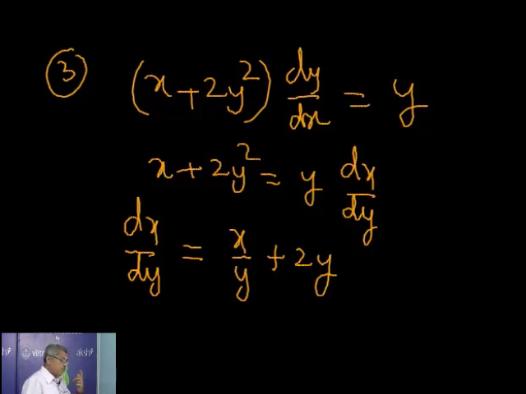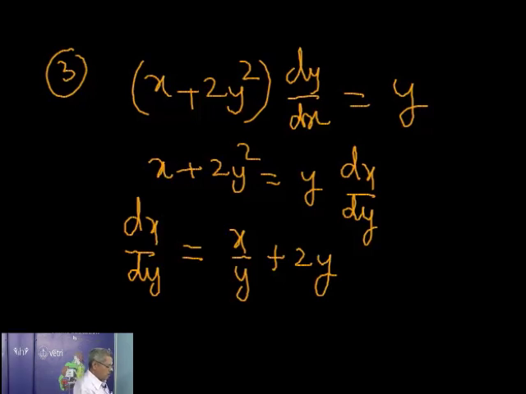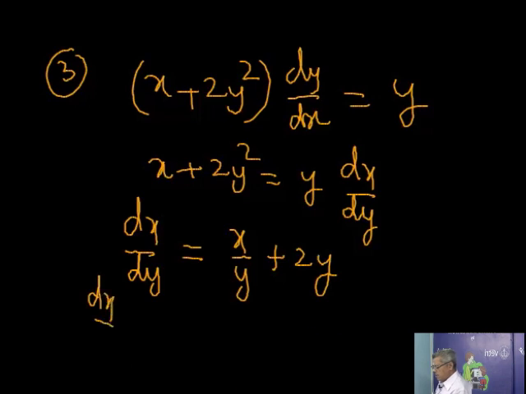Therefore, subject to the condition that p and q are functions of x, it is not possible. For that, you just cross multiply. y times dx by dy is x plus 2y square, so dx by dy is x by y plus 2y square by y. Therefore, dx by dy minus 1 by y x is equal to 2y.